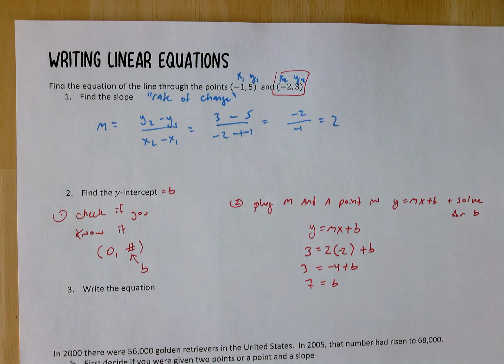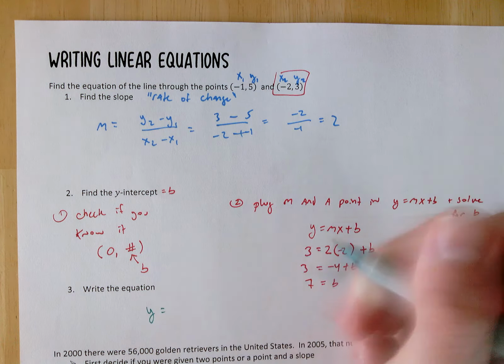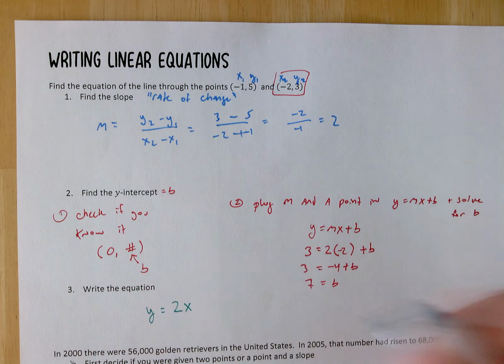All right, so that's step number 2. And then once you know those 2 things, the last thing that you're going to do is actually write your equation. So my equation is just going to be y equals the slope times x plus the y-intercept. And there's the equation of my line.